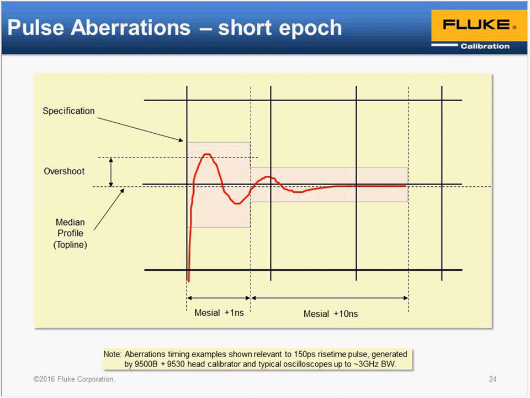Mesial plus 1 nanosecond, that's 1 nanosecond after the transition has passed the midpoint, and the rise time of that edge that we're looking at is 150 picoseconds. So we're somewhere in the region of about 10 times the base transition time when we're at that first area, and we're looking for an area which is another order of magnitude longer yet again. So we're seeing 1 and 2 orders of magnitude in terms of time longer than the actual edge transition itself.